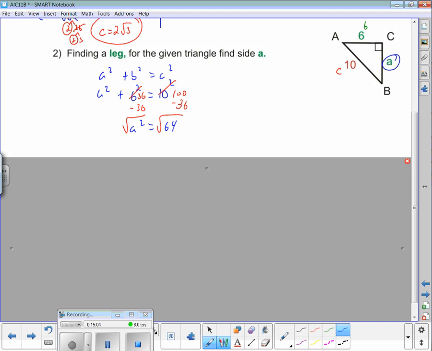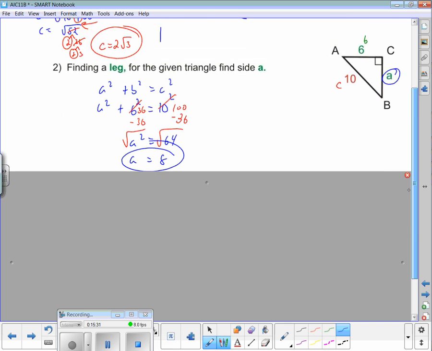Again, I do not use the plus minus because distance is only positive. So A equals 8. And there is my triangle. By the way, this was a form of a 3, 4, 5 triangle. It's a similar triangle to a 3, 4, 5. It's a double of it, an enlargement. So instead of 3, 4, 5, we have 6, 8, 10. All right, and so the value of A is 8.